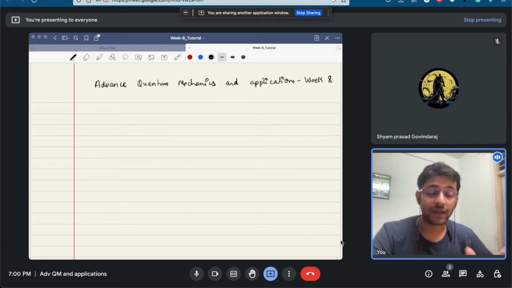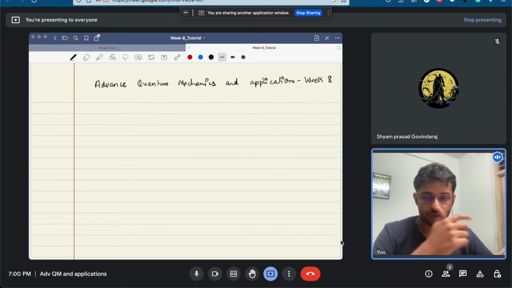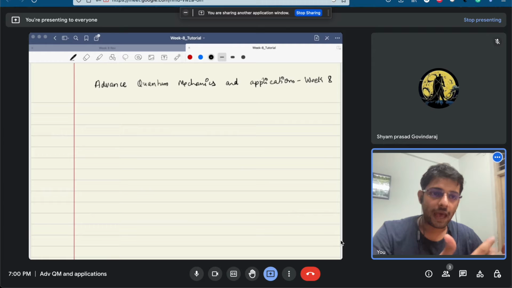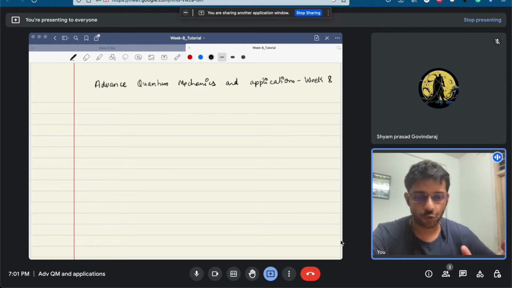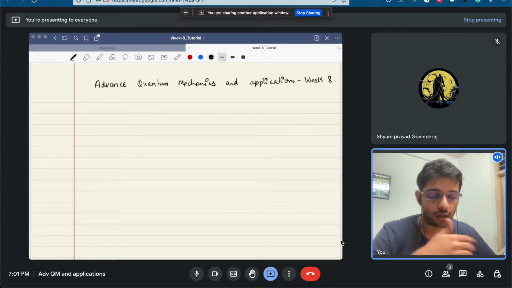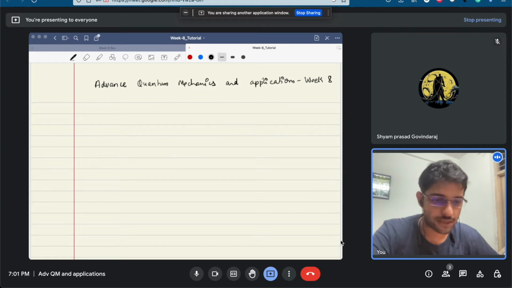We are going to solve multi-level system, time-dependent perturbation theory with multi-level systems, and towards the end of this session we are going to have a recap of both quantum mechanics and quantum information theory that we have been through in these eight weeks of tutorial, as well as from the lectures.